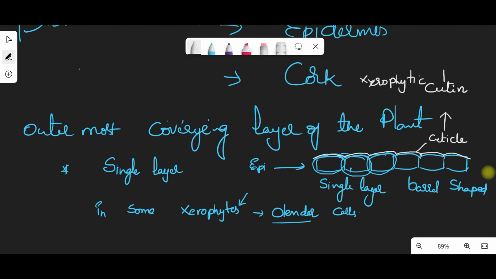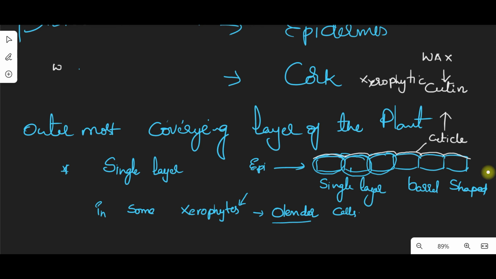Not only that, above the cutin, you may see some wax. A wax coating is present as a covering over the cuticle. So, waxy cuticle is a very common character of xerophytes. Note this one, very important. Waxy cuticle is a characteristic feature of xerophytic plants. I have already told what a xerophytic plant is.